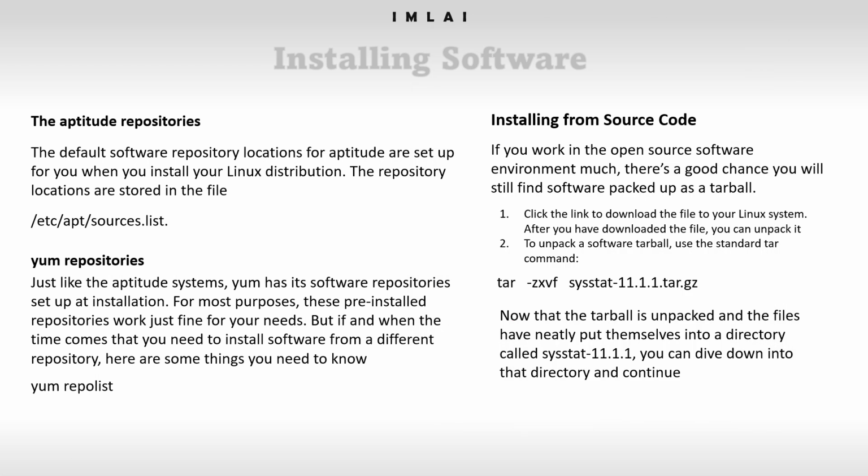So now install. This is one way, directly using the repositories, or another way is installing from the source code. Then how will you do it? If you work in the open source software environment much, there is a good chance you will still find software packed up as a tar ball. That's where the tar ball comes into the picture. So you go to their website and download the tar ball, or directly take the link and download the tar ball into our Linux system using wget.